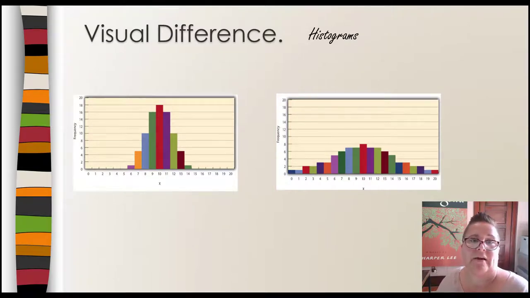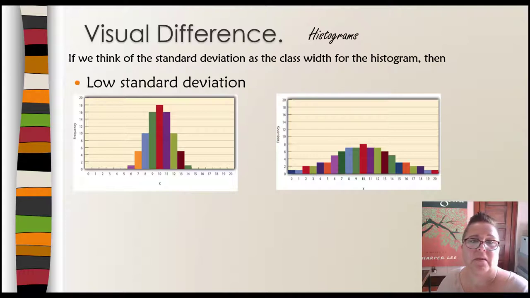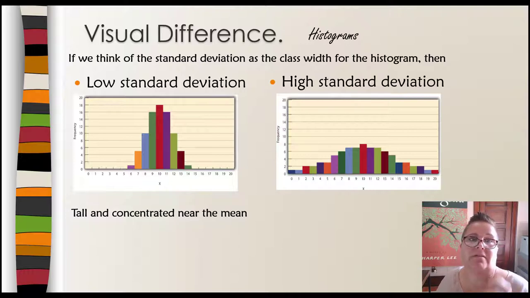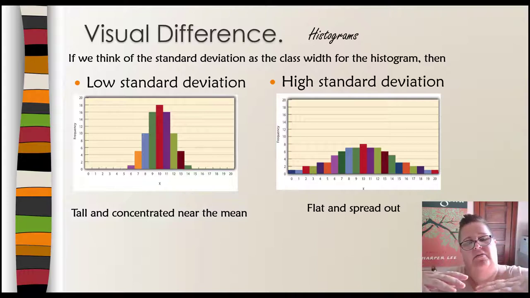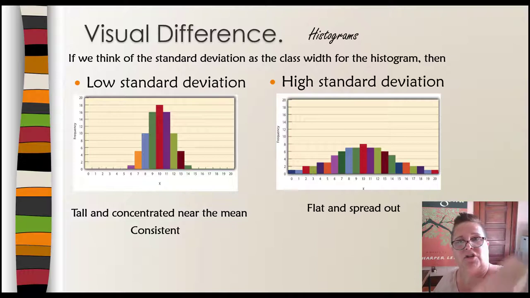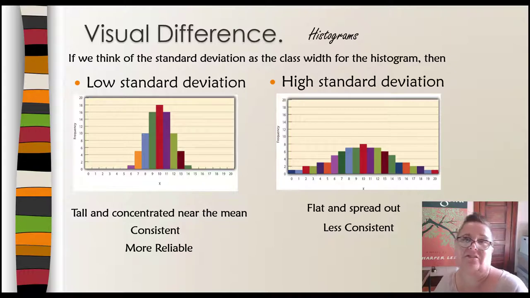Well, when we're looking at our histograms, a lower standard deviation will have everything really close to the mean. Do you see how it's really tall and everything is concentrated near the middle? That is a lower standard deviation. With a higher standard deviation, our histogram is going to be really spread out and sort of flattened. The consistency happens with the tall, skinny one, and then less consistency with the short and fat. That means that it's more reliable data in the consistent one.